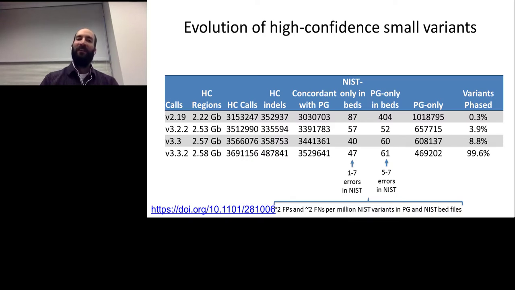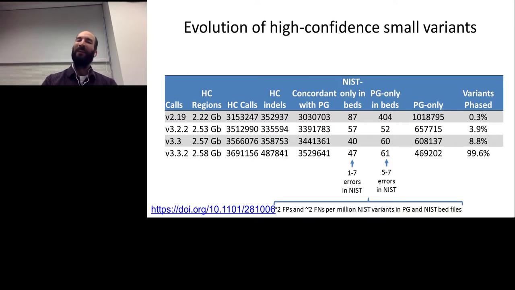One of the ways we've evaluated our calls was by comparing to platinum genomes, which I've abbreviated PG in these slides. And the number of differences between these call sets has decreased since our initial call sets. And when we go in and actually look at these differences, we find that a pretty small number of the differences are actually errors in the NIST high confidence calls. And so we roughly estimate that maybe there are about 2 false positives and 2 false negatives per million NIST variants that are inside our high confidence regions and also inside the platinum genomes high confidence regions.